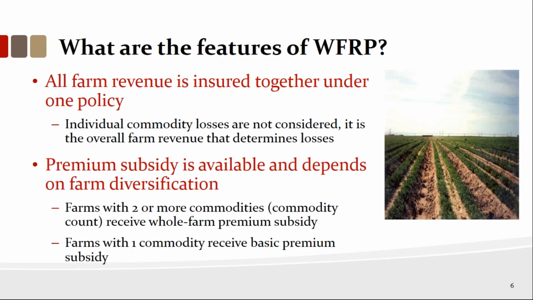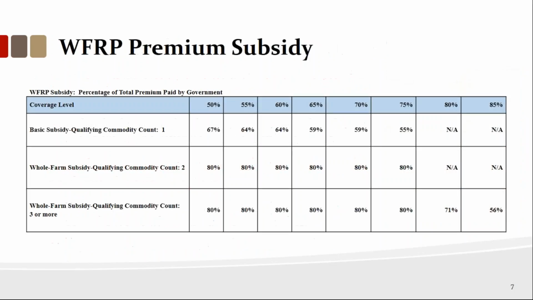Premium subsidy, we've already talked about that. It's up to 80%. Here's the chart. If you've had any dealings in the past with crop insurance, you know that most crop insurance is subsidized. If you've got 1 crop, it's subsidized at 55%. If you've got 2 or more crops, it's subsidized at 80%. If you've got 3 or more crops, you can actually buy the 80, 85% level, but as you can tell, the subsidy drops to 71% at 80 and 50% at 85.